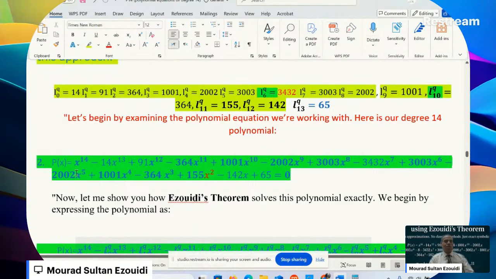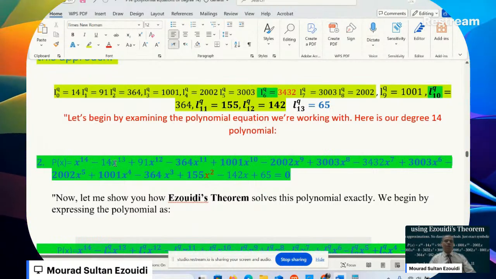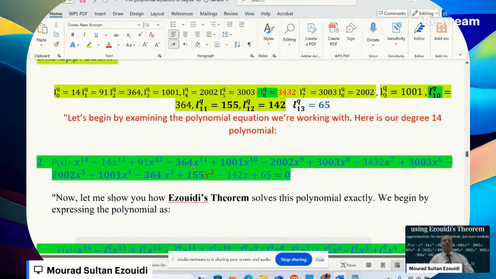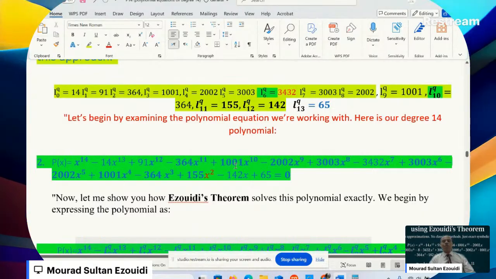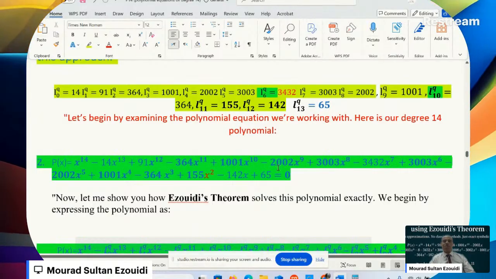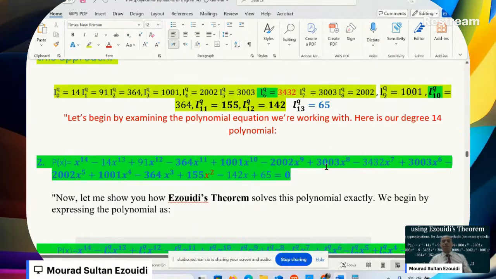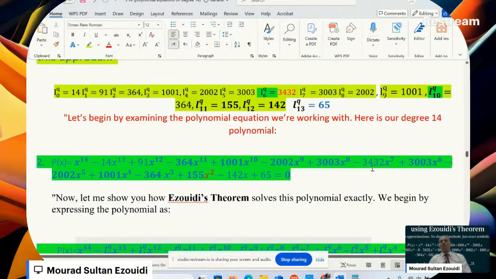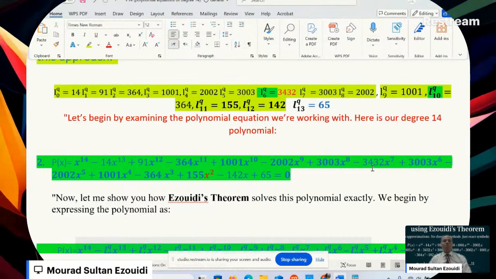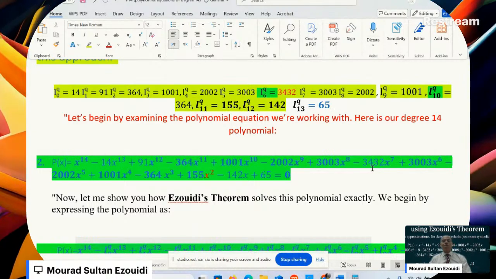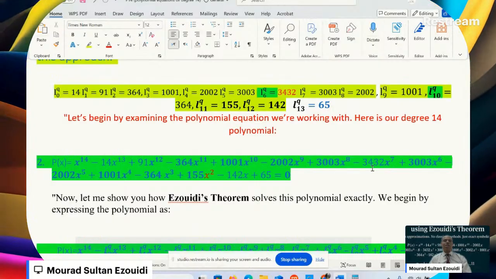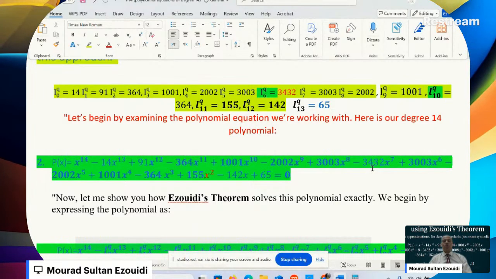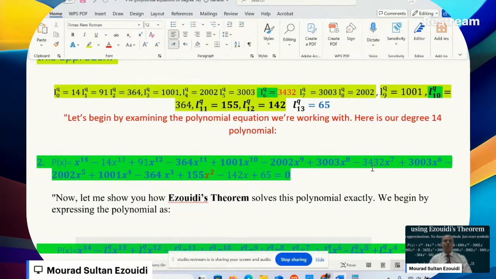You can see here p of x is equal to x raised to the power 14 minus 14 x raised to the power 13 plus 91 x raised to the power 12 minus 364 x raised to the power 11 plus 1001 x raised to the power 10 minus 2002 x raised to the power 9 plus 3003 x raised to the power 8 minus 3452 x raised to the power 7 plus 3003 x raised to the power 6 minus 2002 x raised to the power 5 plus 1001 x raised to the power 4 minus 364 x raised to the power 3 plus 155 x raised to the power 2 minus 142x plus 65 equals 0.